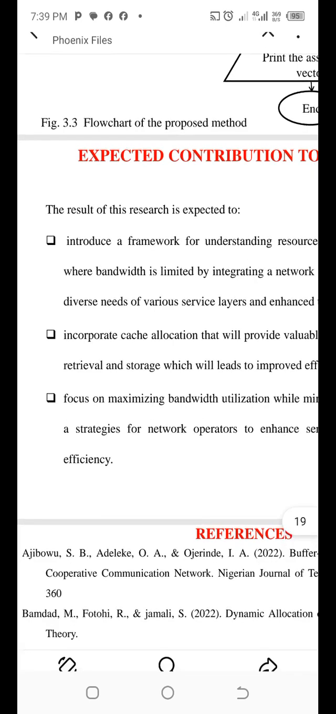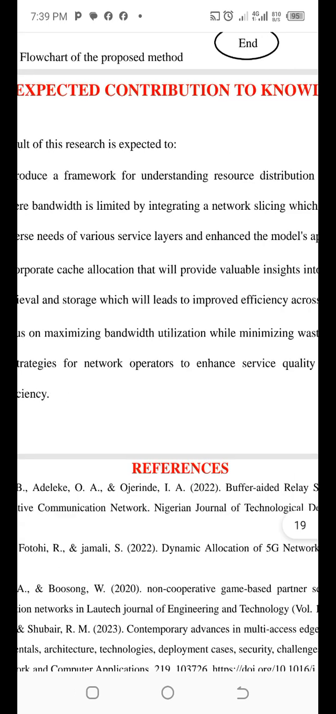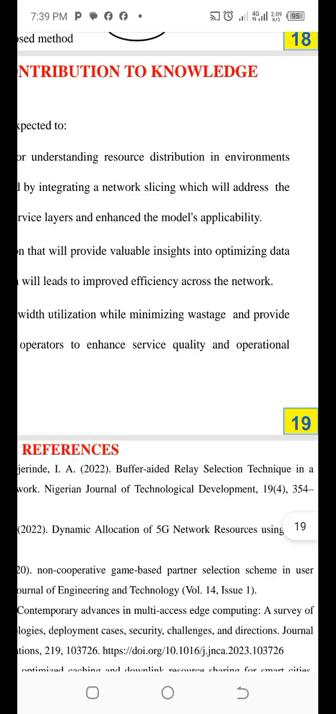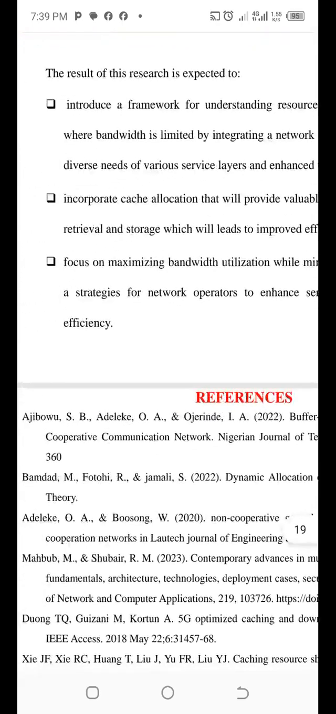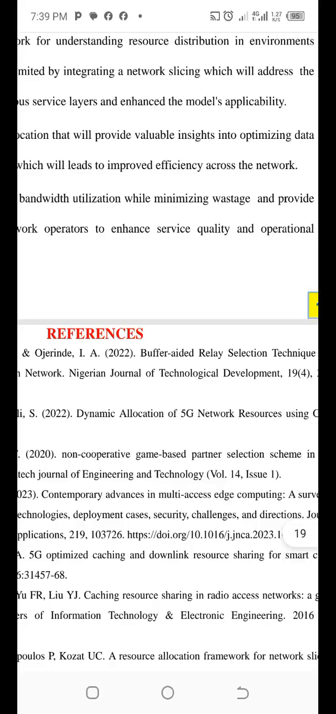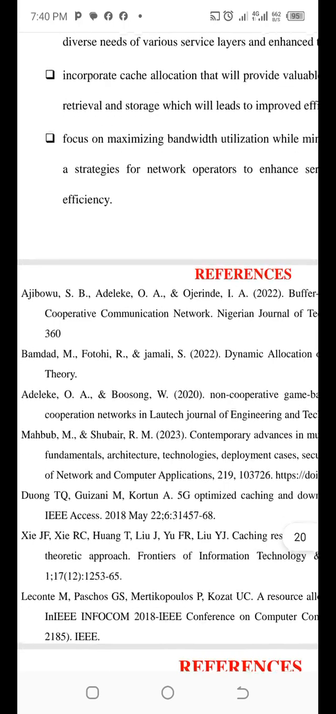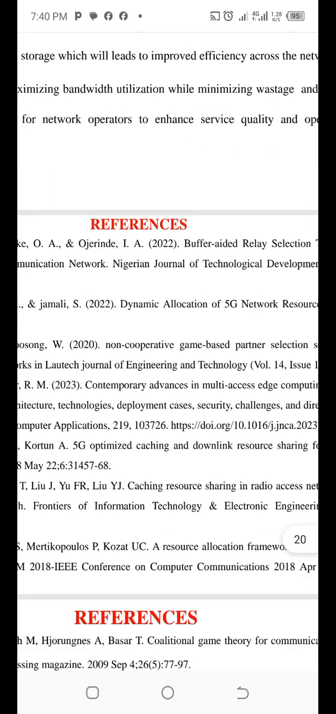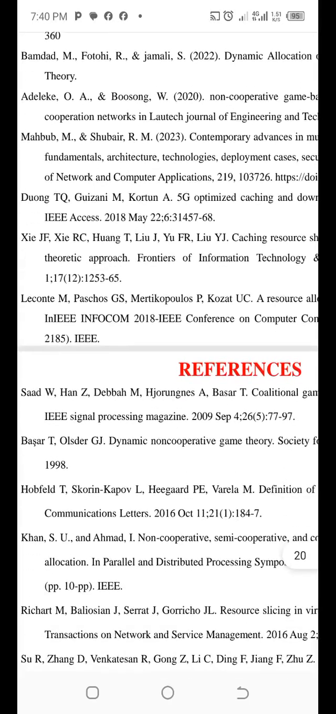The expected contribution to knowledge is that this research is expected to introduce a framework for understanding resource distribution in an environment whereby the bandwidth is limited, by integrating network slicing. Also, it is going to incorporate cache allocation that will provide valuable insight into optimizing data retrieval. It also focuses on maximizing bandwidth utilization while minimizing the wastages. These are part of the references, the journals I have referenced.